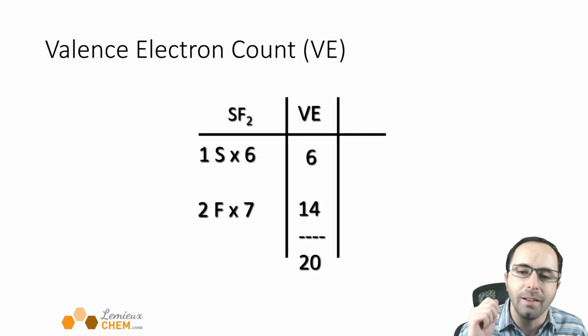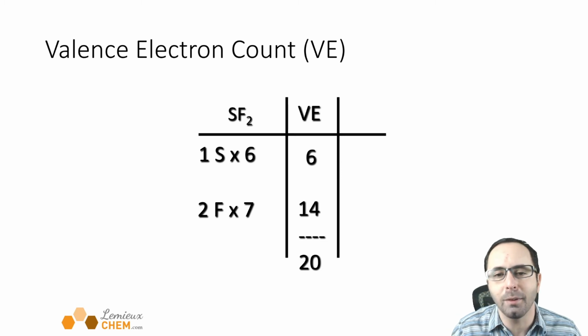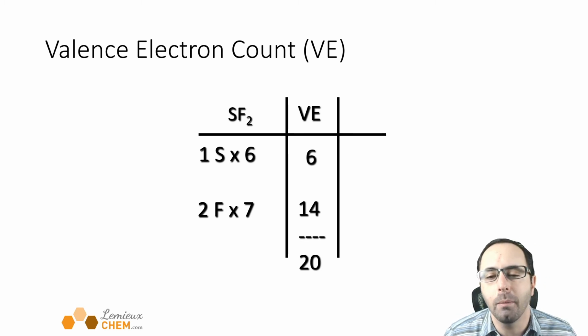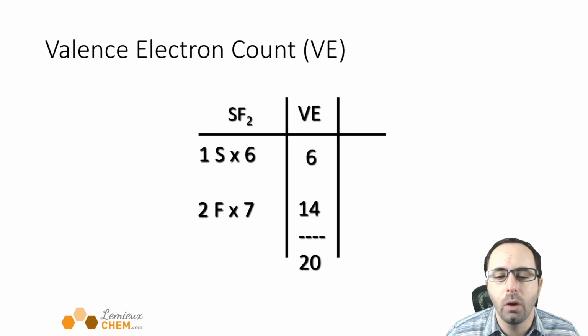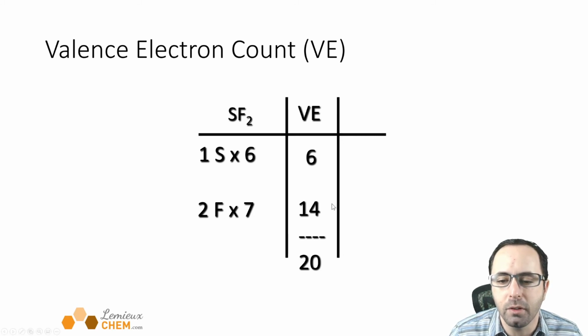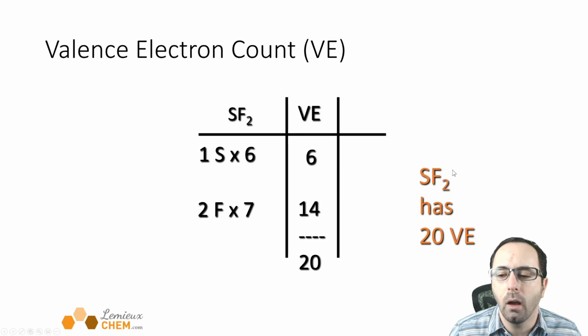Please don't skip that step. You must do this step. Otherwise, you won't know when you've run out of valence electrons. You won't know when to make a double bond or a triple bond. You won't know really what to do at all. You need to count the valence electrons. Please do that first, every time. So sulfur difluoride has 20 valence electrons, and so now we can move on to step 2.